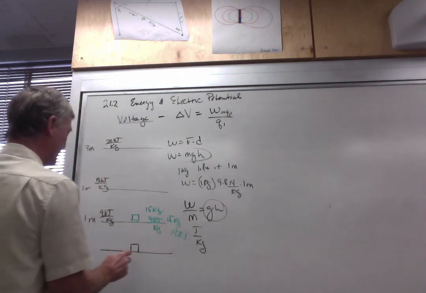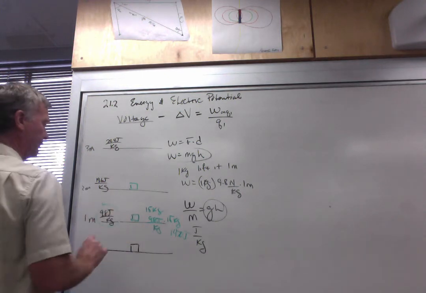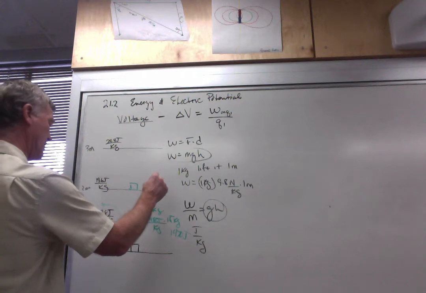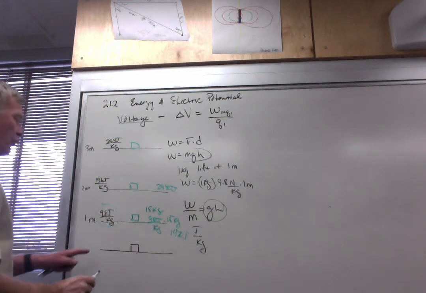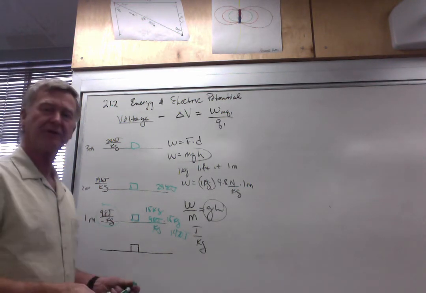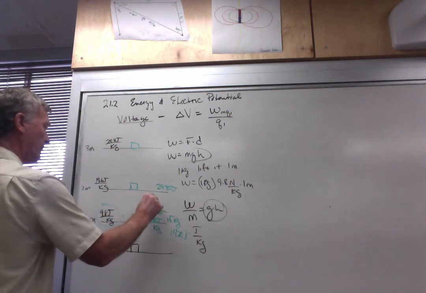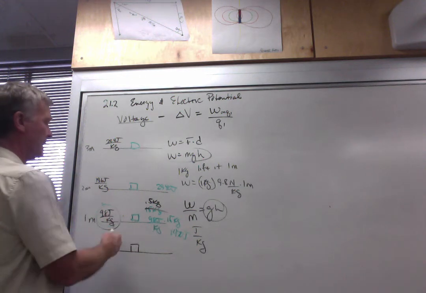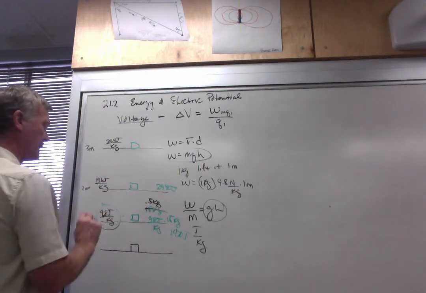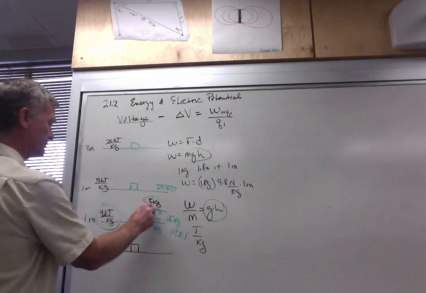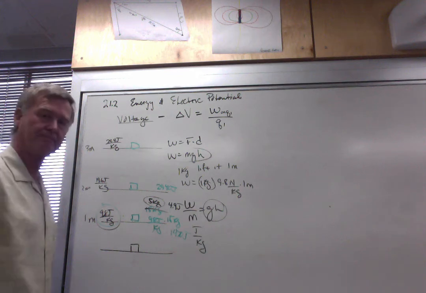Okay, but this is the key. If I moved this twice as far, then instead of 1,470, it would be 2,940 joules. But what if it wasn't 15 kilograms? What if this was 0.5 kilograms? Well, then I'm still at the same difference, 9.8 joules per kilogram, but because it's only 0.5 kilograms, an object that only weighs 0.5 kilograms would only have gained 4.9 joules of work. All right?